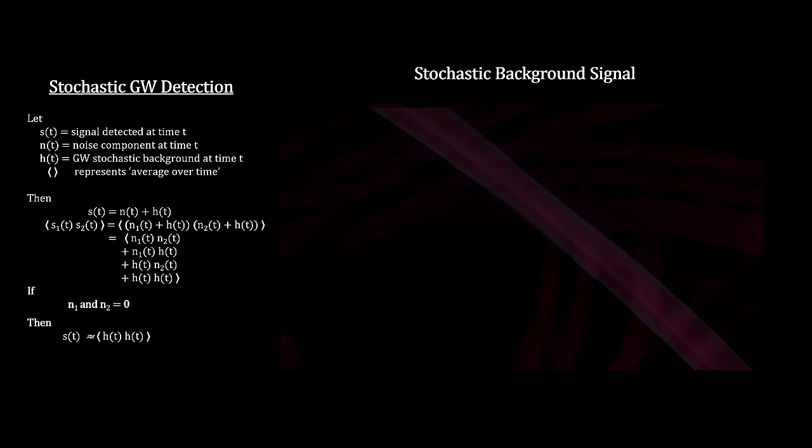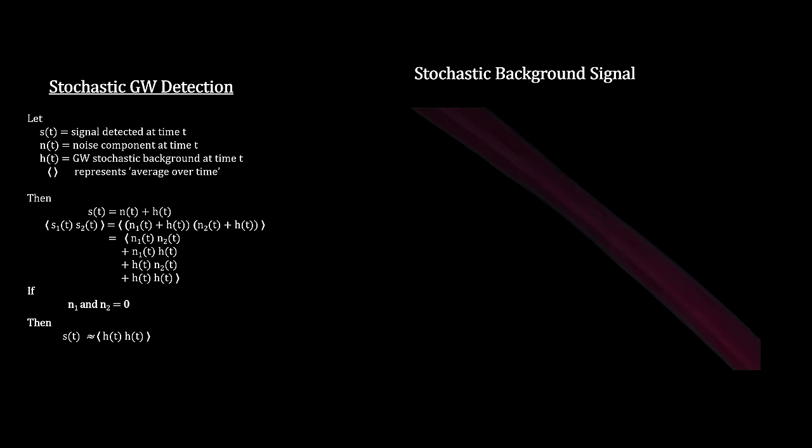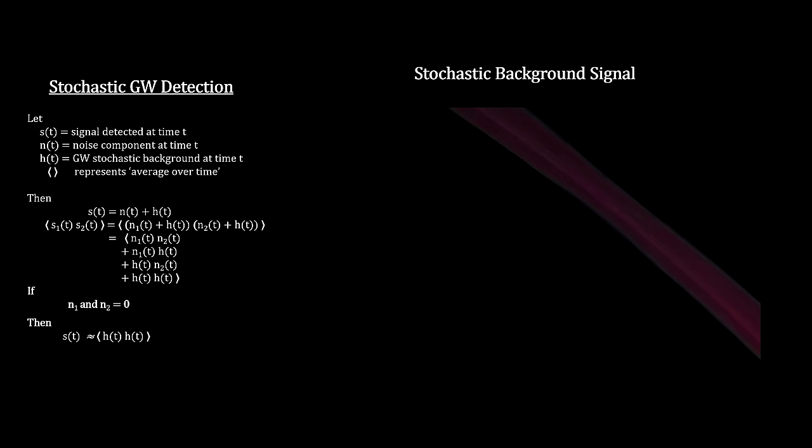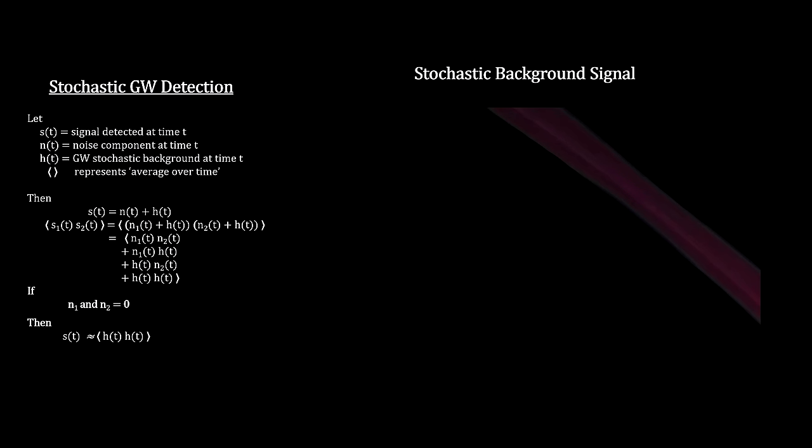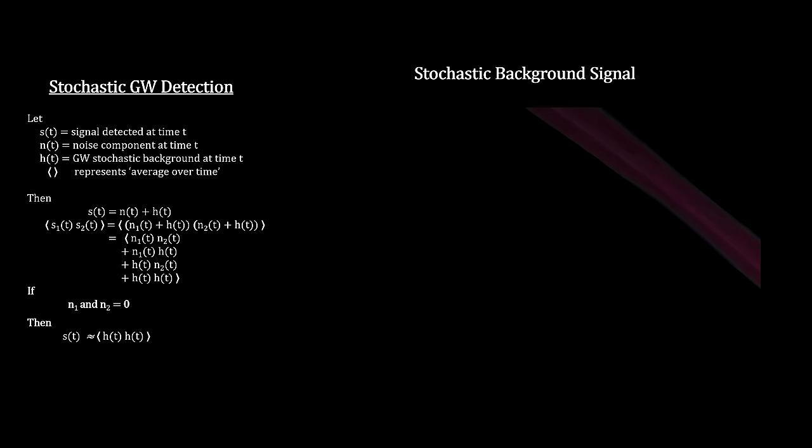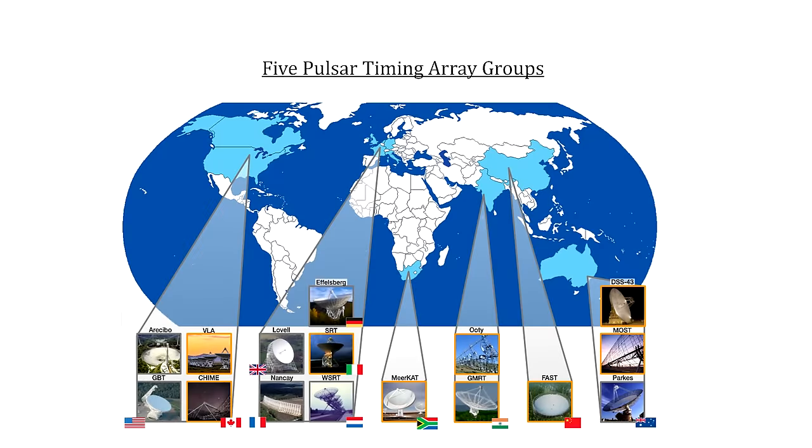In 2023, pulsar timing array groups collectively announced that they have uncovered the first evidence for low-frequency gravitational waves permeating the cosmos. The next era of gravitational waves and cosmology has begun.